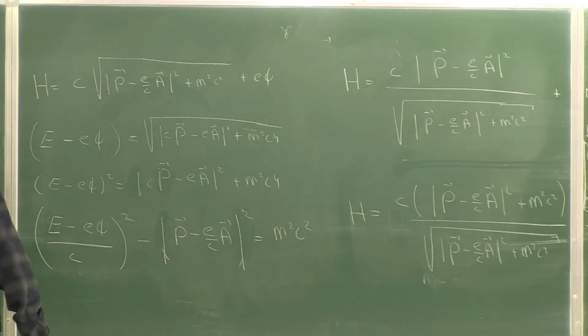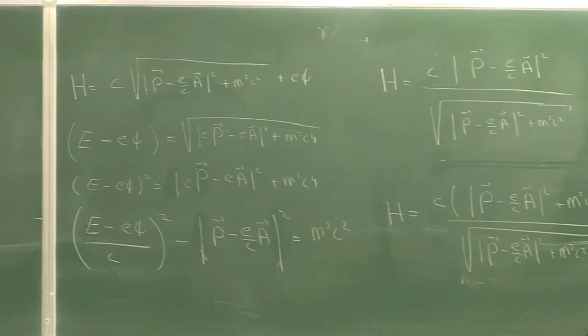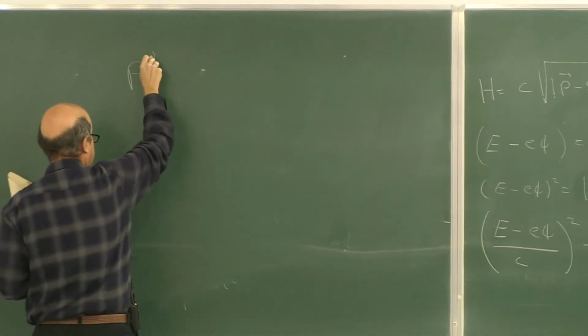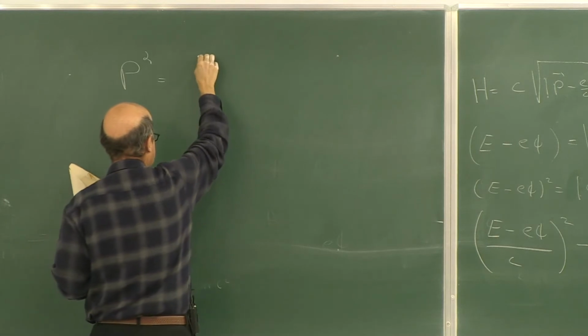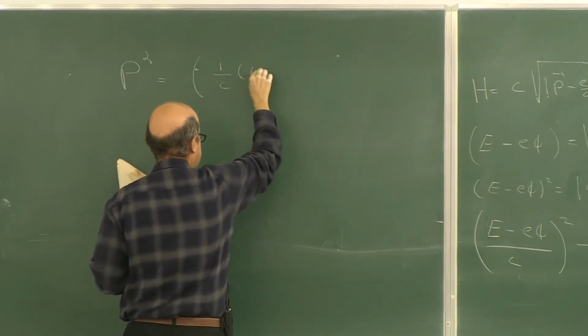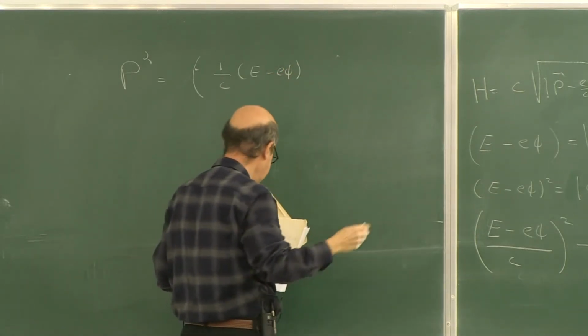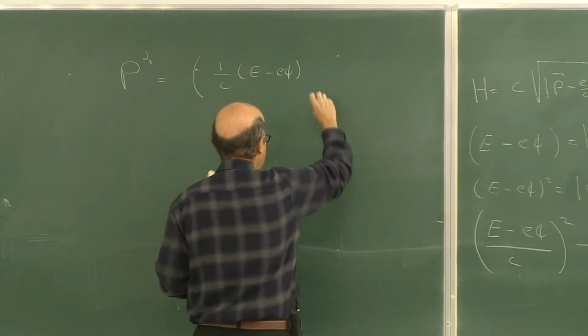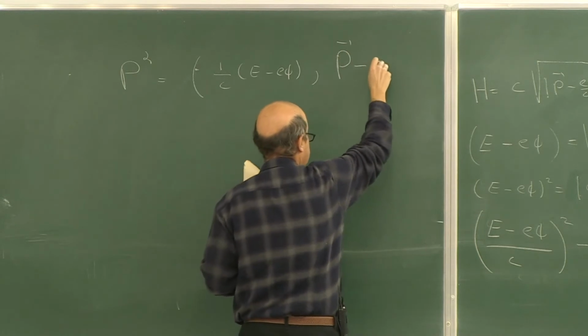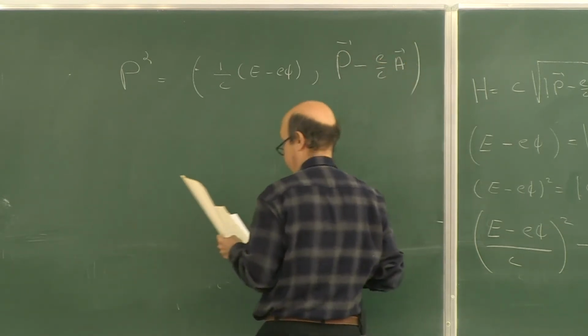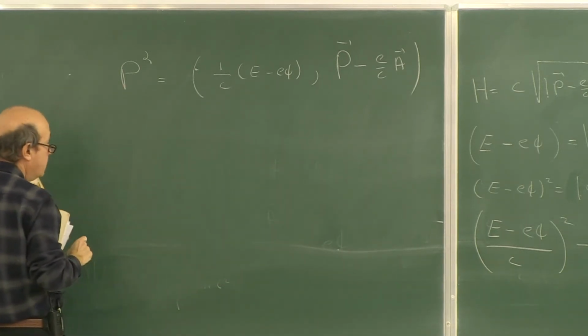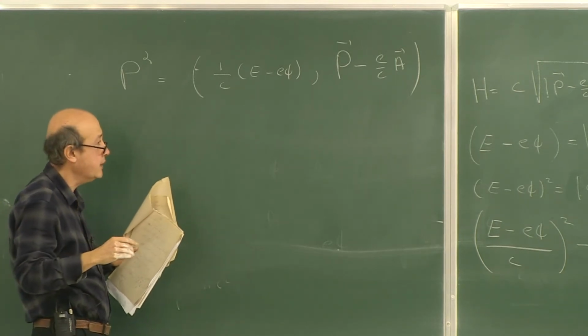You can define the four-momentum for the interaction of the charged particle with the electric and magnetic fields in the following form. P^α: the time coordinate of the four-momentum is (1/c)(E − eφ), that is the energy, and the momentum is p − (e/c)A.